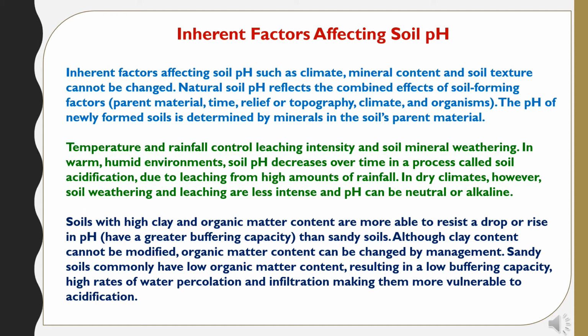Temperature and rainfall control leaching intensity and soil mineral weathering. In warm, humid environments, soil pH decreases over time in a process called soil acidification due to leaching from high amounts of rainfall. In dry climates, however, soil weathering and leaching are less intense and pH can be neutral or alkaline. Soils with high clay and organic matter content are more able to resist a drop or rise in pH, that is, they have a greater buffering capacity than sandy soils.